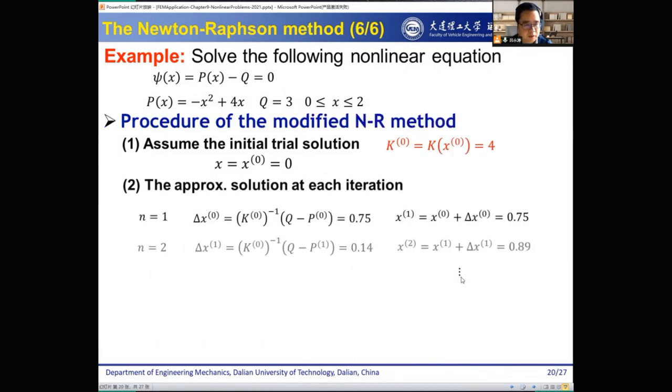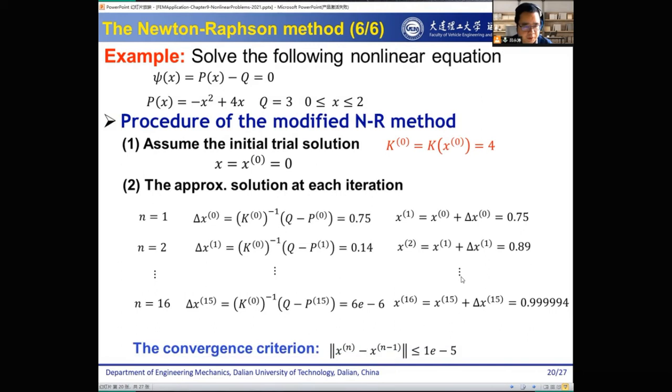And then this slide is about the procedure to solve the same equation using the modified Newton-Raphson method. It's the same equation as we see here. And this is the tangent value, and this is the initial tangent matrix value, and we keep using this one, so we don't calculate a new tangent matrix. We pick 0 as our initial value, and we put it here. Then we get the tangent is 4. Then we start our iteration.